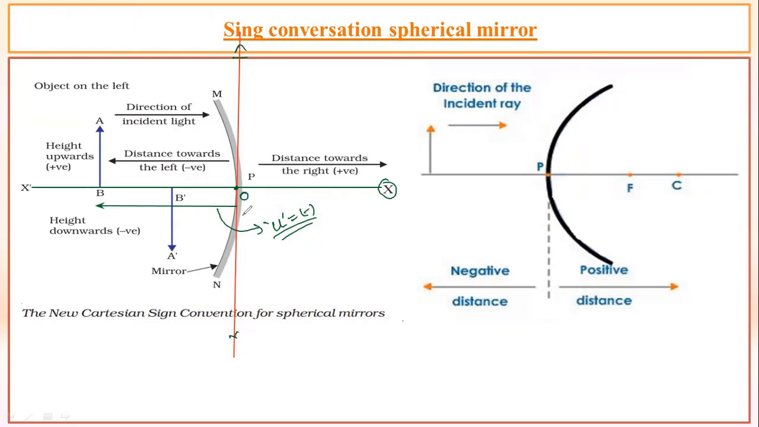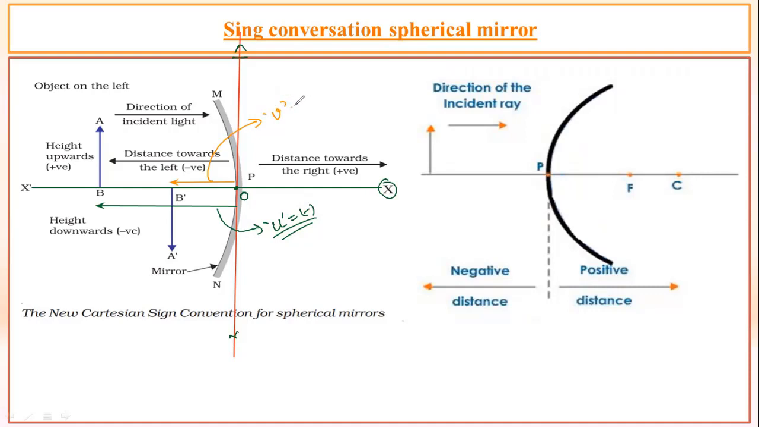Okay. Now, the next thing we will go for is the distance of the image. See over here, it is this value, that is OB dash. In this particular figure, I'm using this OB dash. You need to remember that we use the letter V for the distance of the image.